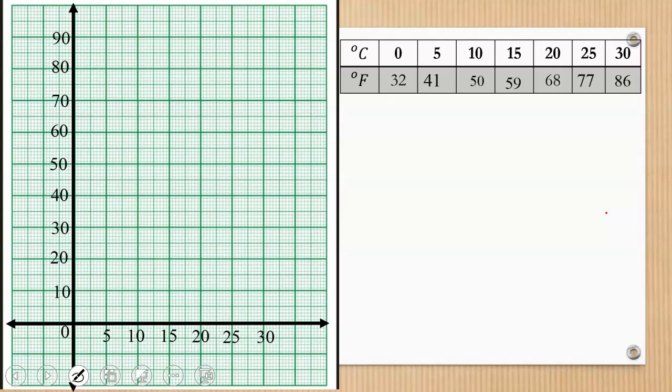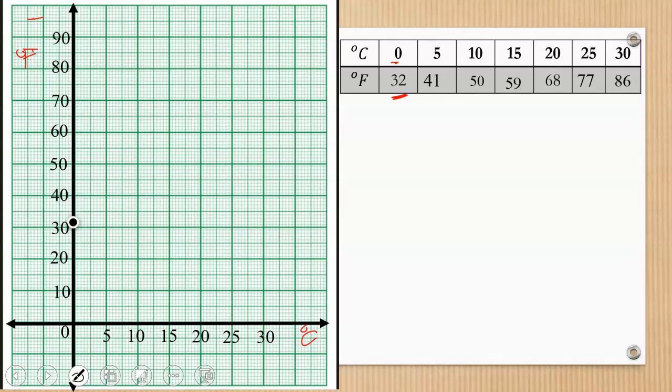Okay, so I'm going to plot the points one after the other. According to the first point, when C is 0, this is my C in degrees Celsius, and this is my F in degrees Fahrenheit, which should be labeled nicely. Sorry for that. If I have 0 for C, then F is 32.